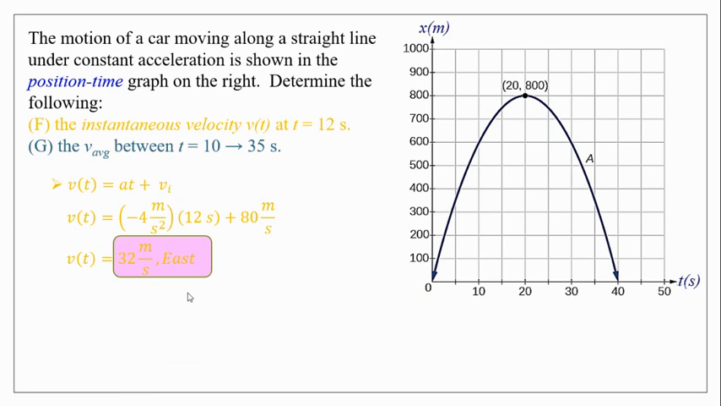And then make sure to include the direction because instantaneous velocity is a vector. So make sure you either put plus 32 meters per second or comma east. Okay, so that's part F.